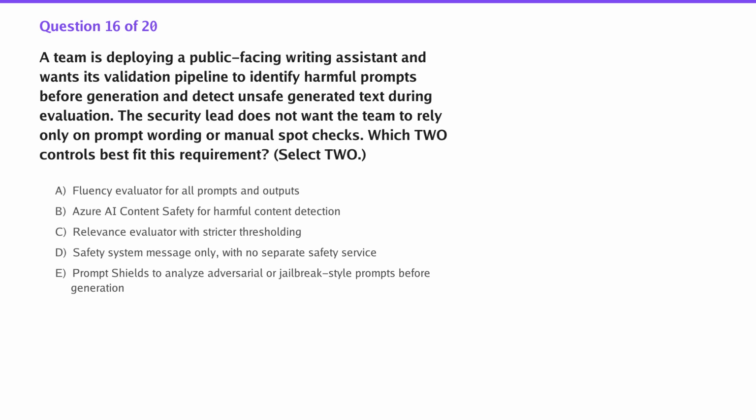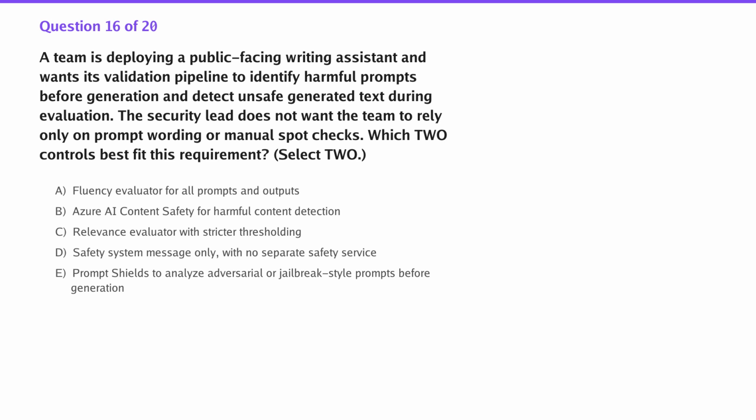A team is deploying a public-facing writing assistant and wants its validation pipeline to identify harmful prompts before generation and detect unsafe generated text during evaluation. The security lead does not want the team to rely only on prompt wording or manual spot checks. Which two controls best fit this requirement?